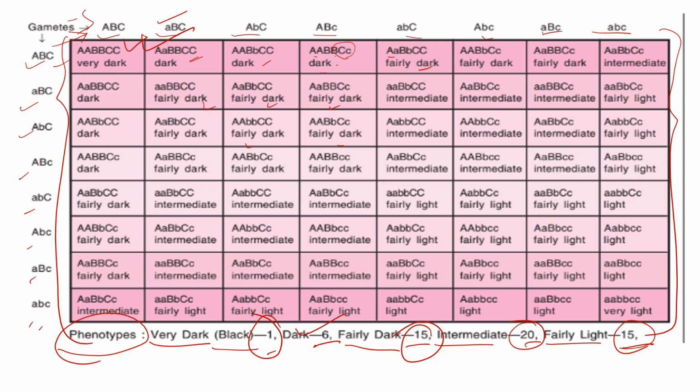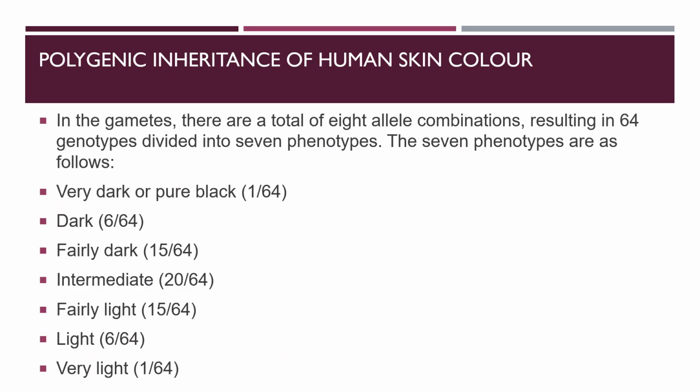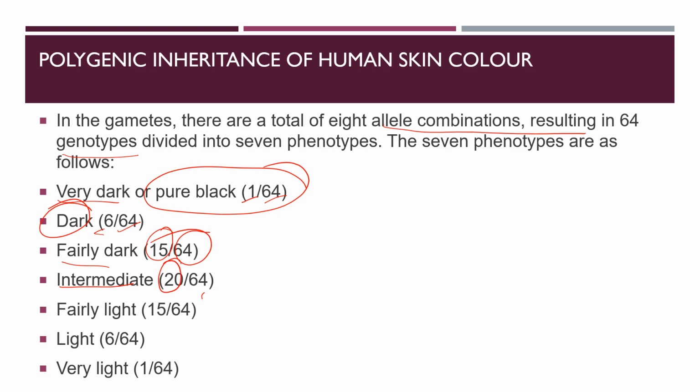So let us see how many combinations are being formed here. In the gametes, there are a total of 8 combinations, resulting in 64 genotypes. Very dark or pure black is 1 in 64. 6 in 64 will be dark, because 64 types of genotypes are formed. Fairly dark are 15 out of 64, intermediate is 20 out of 64, fairly light is 15 out of 64, light is 6 out of 64, and very light is 1 out of 64. So very dark is 1, very light is 1. So this is the human skin color.